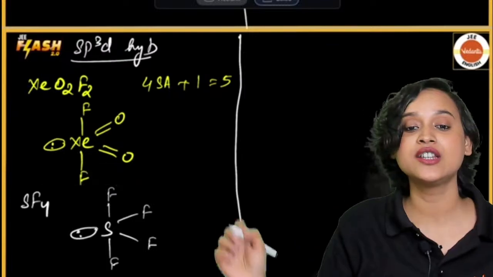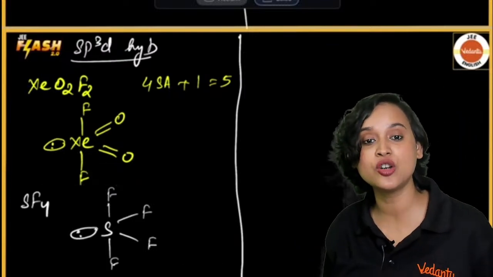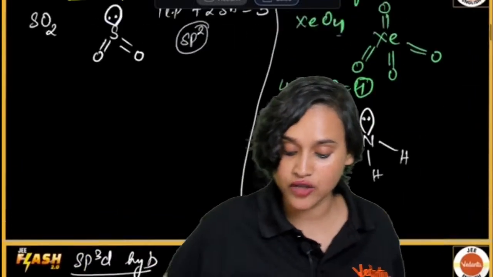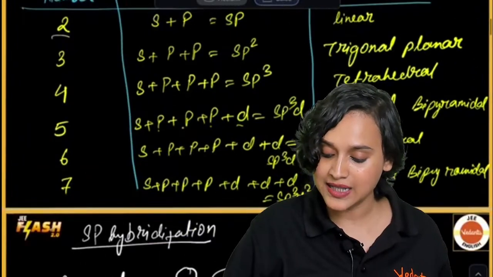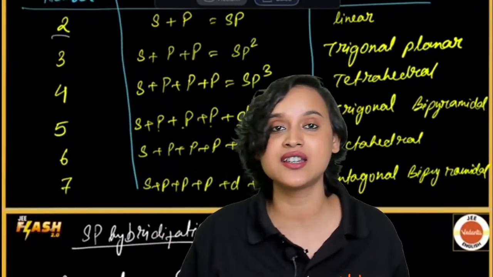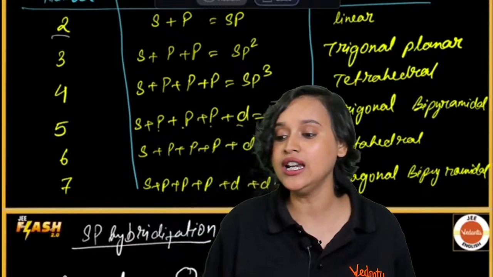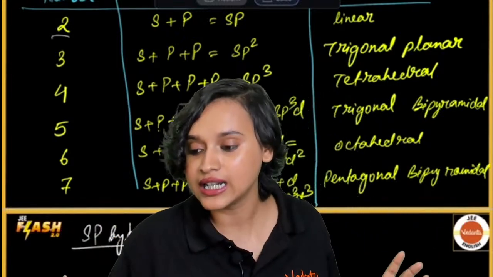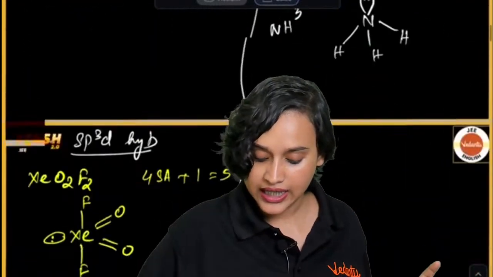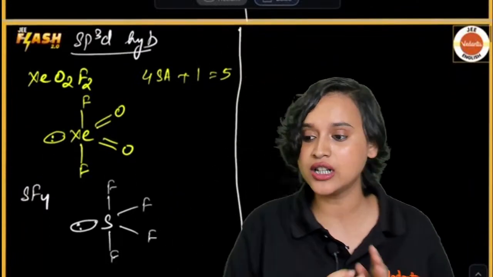However, what is the geometry for sp3d hybridization? We have just noted it down. For sp3d hybridization, it is going to be trigonal bipyramidal. Clear, everyone? Are we all clear with this?